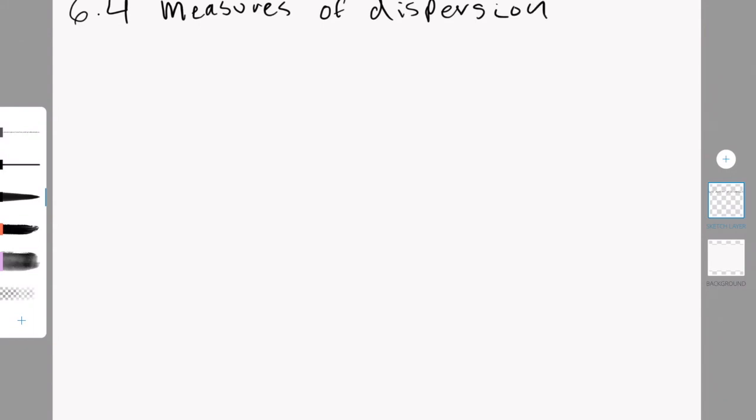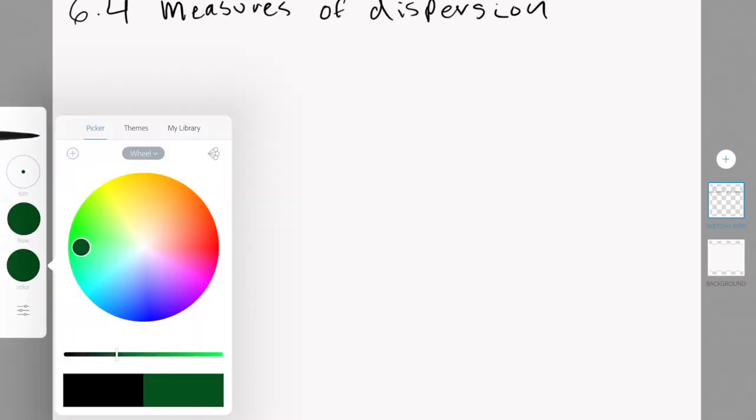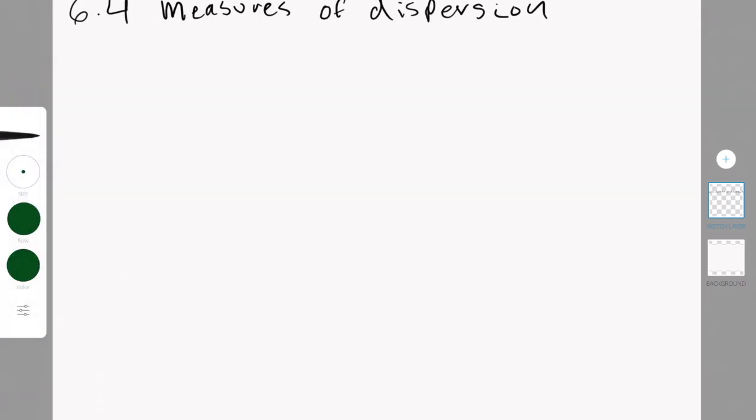6.4 is measures of dispersion. In the last chapter, we did the averages, the mean, median, and mode. But in this chapter, it's about how spread your data is. So the first thing you have to know is the range of your data. The range of your data is the maximum value minus the minimum value.